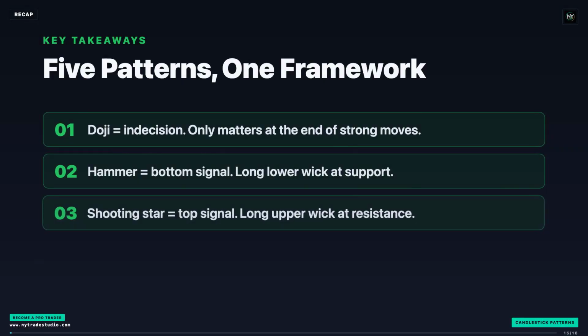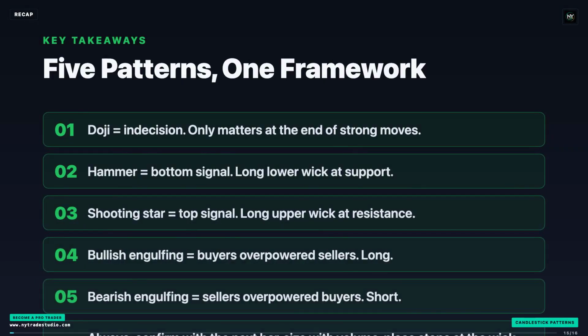5 patterns, 1 framework. Doji is indecision. Only matters at the end of strong moves. Hammer is a bottom signal. Long lower wick, support, means buyers stepped in. Shooting star is a top signal. Long upper wick, resistance, means buyers ran out of fuel.